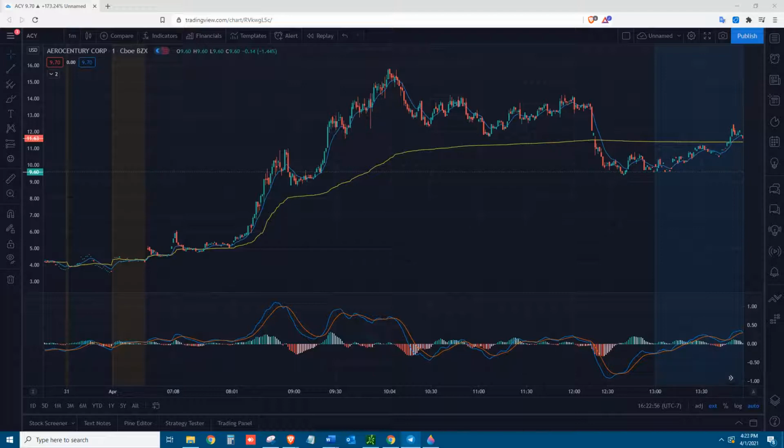What we're going to cover here is the bounce play I called out with ACY, and go into that. That thing was a monster run. I made a couple grand on it today. I played that stock like 4 times. At one point I was up at like 84%. But anyways, guys, we'll go into that here in a second.